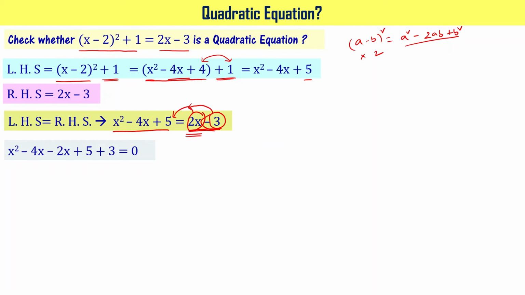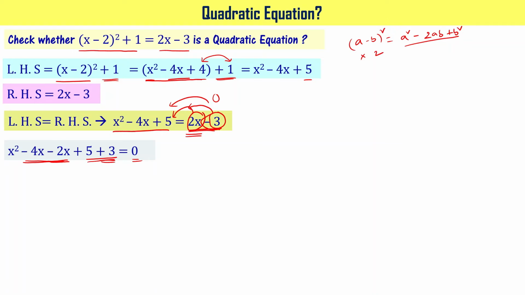X square minus 4x, this is minus 2x coming from RHS, and this plus 3 is coming from RHS, right? That is equal to 0 because we have taken everything to this side. All you have here is 0. So now you have the equation as x square minus 4x minus 2x plus 5 plus 3. You can sum these two and you can sum these two.